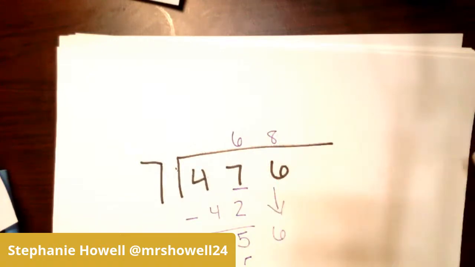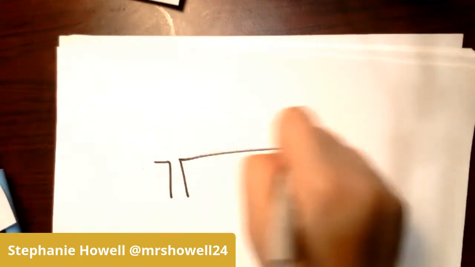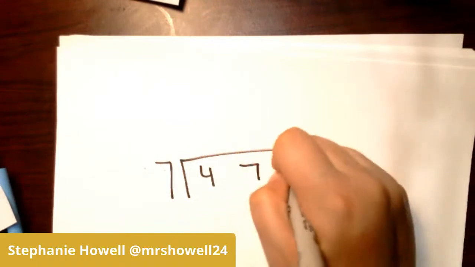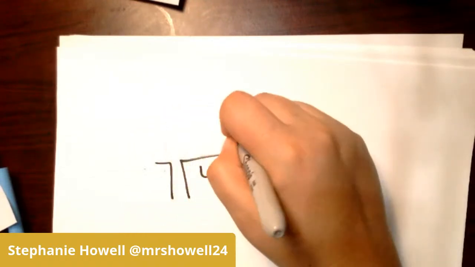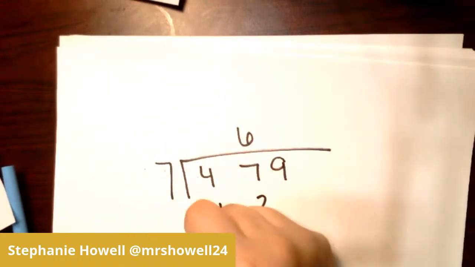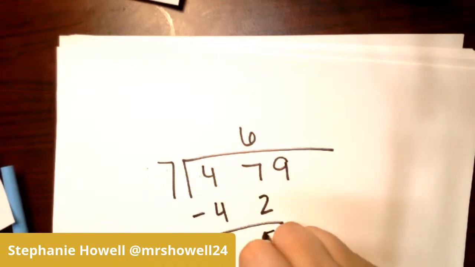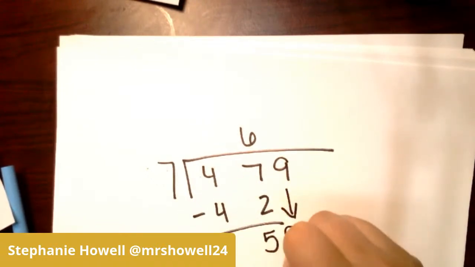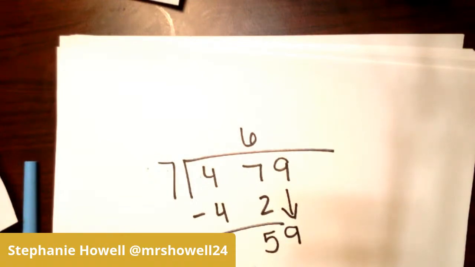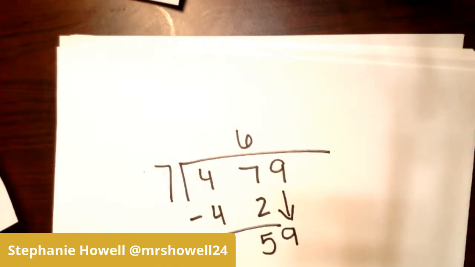Oh wait, this is supposed to be a 9. Let me go ahead and rewrite that one. And I messed up those colors. I actually did want to rewrite one. Okay, now I can go ahead and show those new steps to my students.